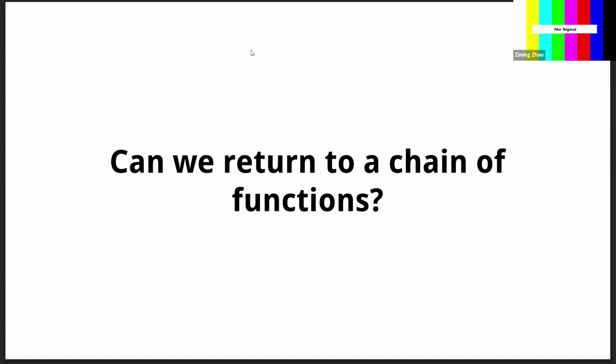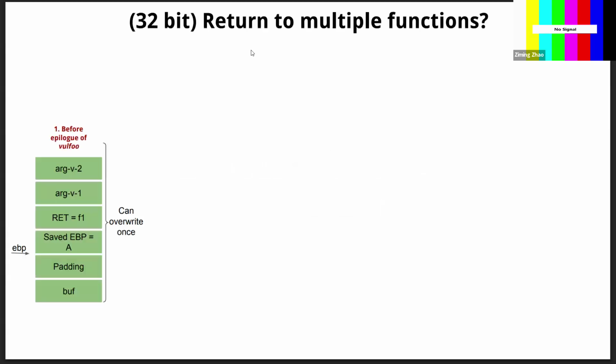So since we can return to one function with parameters, can we return to many different functions? Okay. The short answer is actually we can. We can return to an arbitrary number of functions, especially with the help of return-oriented programming. We can do whatever we want. But now, without return-oriented programming, we can still do a lot.